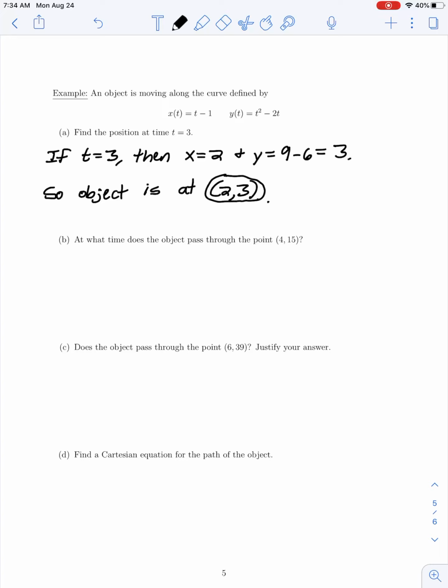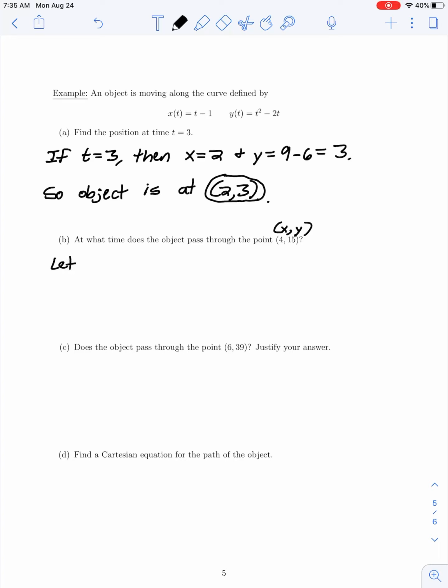All right. Now in part B, we ask the question, at what time does the object pass through a given point? So one application here, if we know the equations describing the path of our object, we can ask at what time it will pass through a given point, as long as we know it passes through that point. So in order to determine the time at which our object passes through the point (4, 15), well, this point gives us our x and y coordinates.